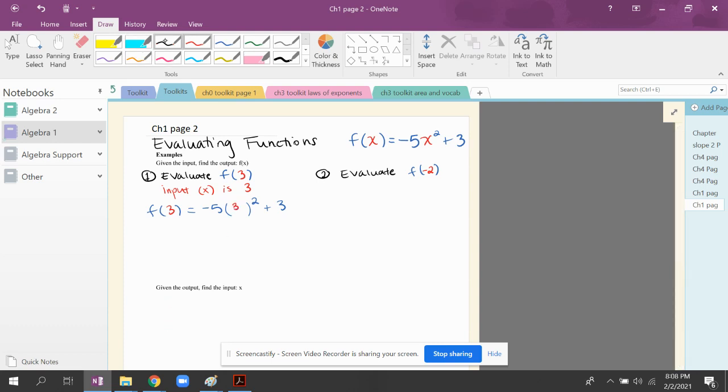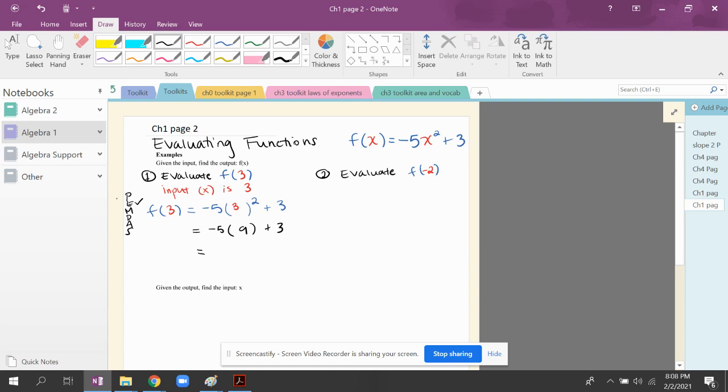And I'm going to show the steps here. We do want to remember PEMDAS as we go through this. So we have f of 3. We want to do -5 times, we want to do 3 times 3 first, right? So 3 times 3 is 9. So that was our exponent.